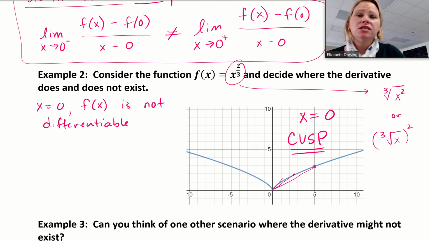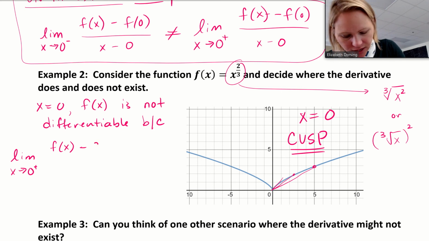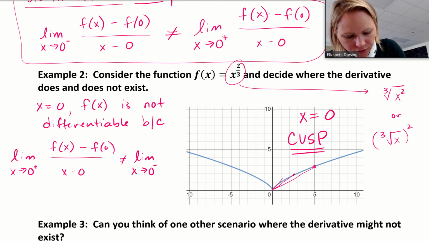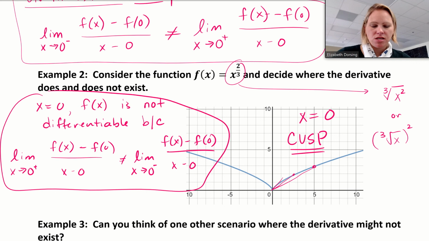Now, in my mind, I'm going to see that there's a cusp, but on my paper, here's what I'm going to write. Because the limit as x approaches 0 from the right, and then I'm just going to do the slope between f of x and whatever the point is, right? f of 0 over x minus 0 does not equal the limit as x approaches 0 from the left of f of x minus f of 0, all over x minus 0. That's the justification that I would write on my paper to get full credit on my AP exam.